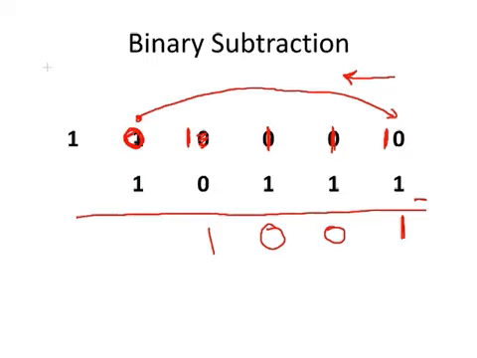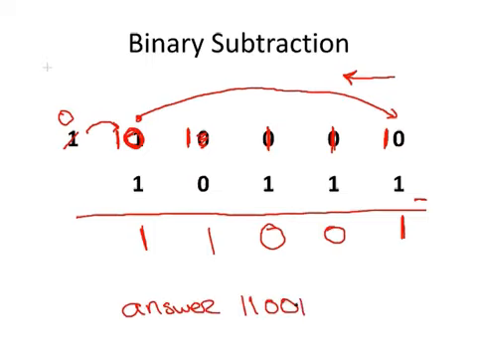Now we're stuck with the same problem here again, but what we can actually do is join this 1 over here, borrow it from over here, and put a 0 there. 1 minus 0 is 1. So the answer is 11001.